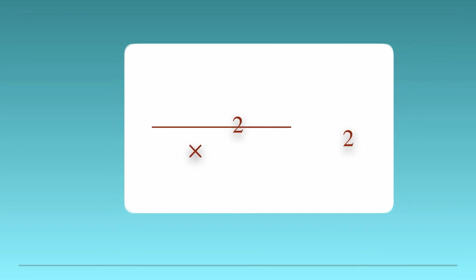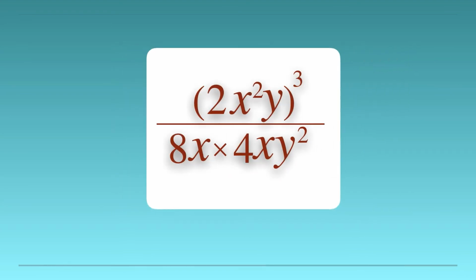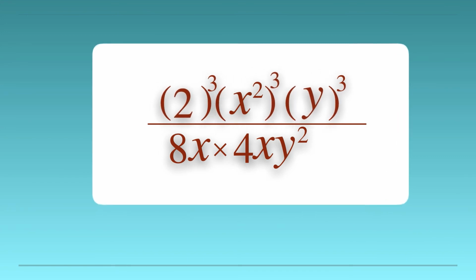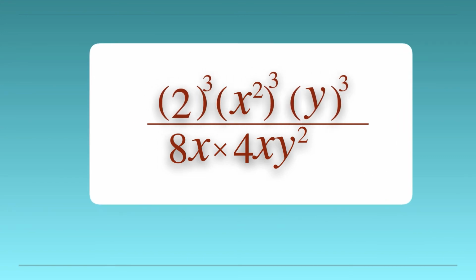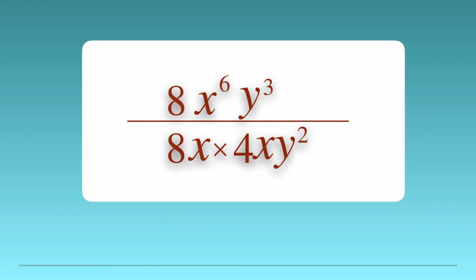Sometimes we need to use all the rules that we discussed earlier in order to simplify algebraic expressions. For example, consider simplifying this expression. The power of 3 in the numerator applies to all the terms inside the bracket. So we start by applying the power of 3 on all the numerator terms. This gives us 8x to the power of 6 y cubed in the numerator.